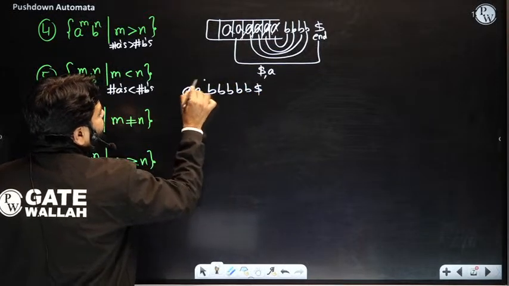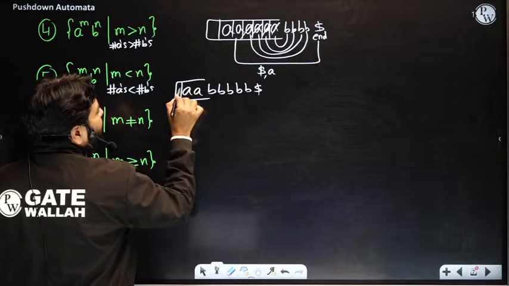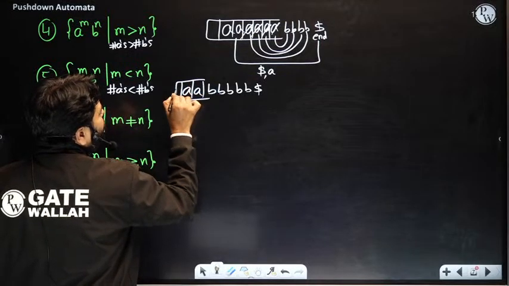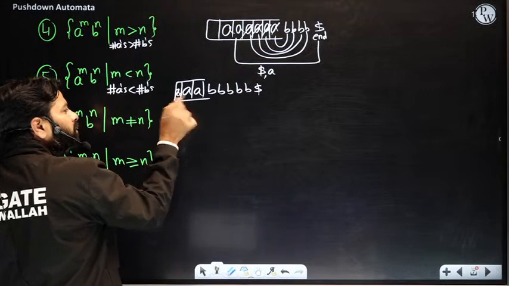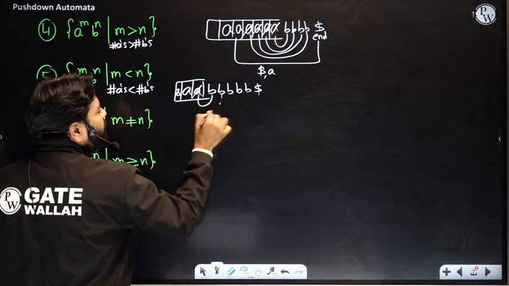Now, these A's you push onto the stack. Z0 is there, don't worry. Z0 is there on the stack. A you push, but when B comes you pop A.